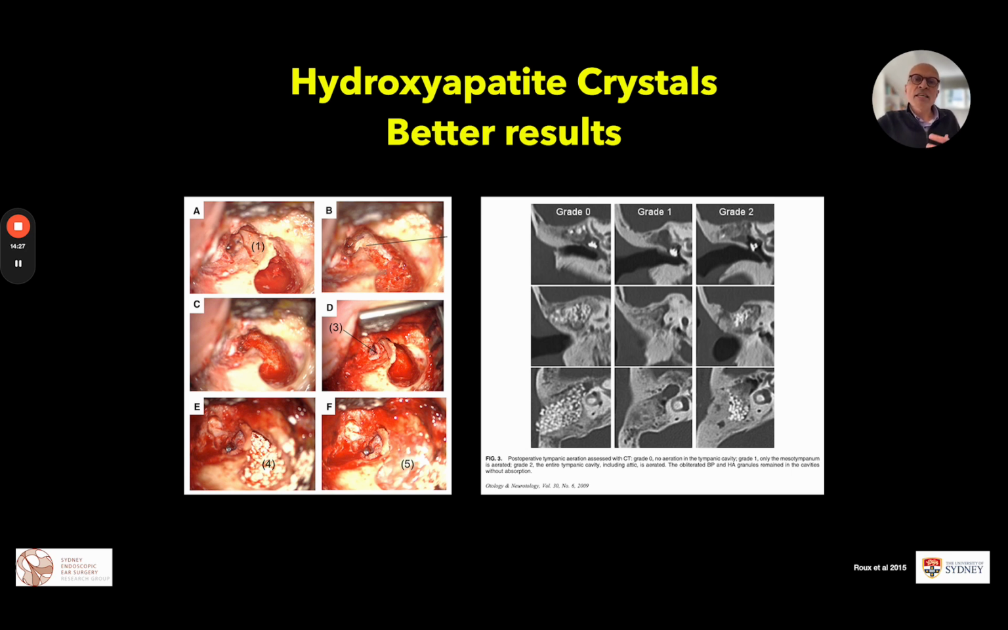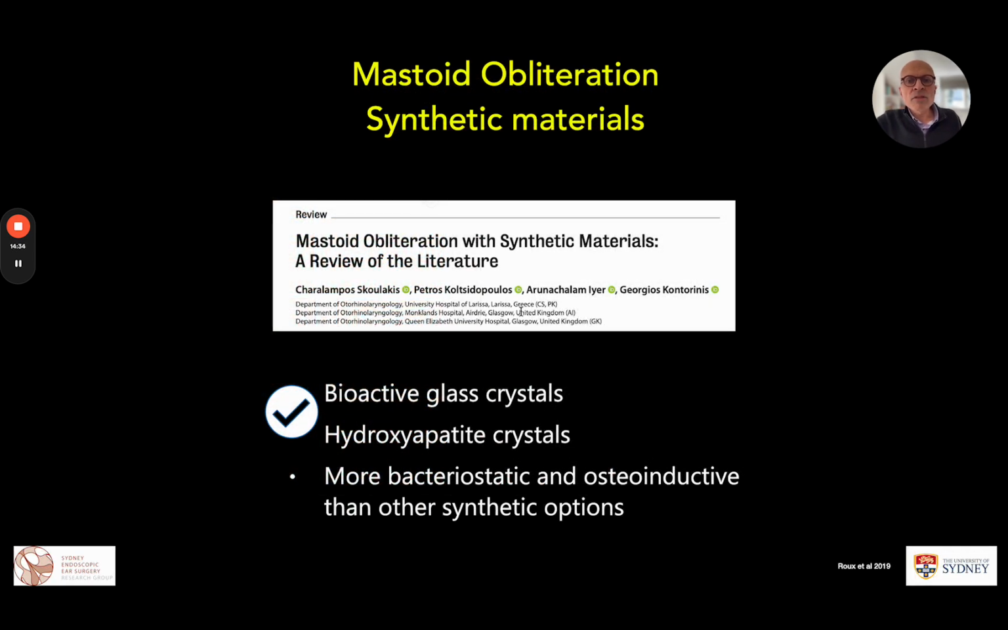5 years tend to involve crystals. And we have hydroxyapatite crystals that tend to have better results. And along with this, we tend to have bioactive glass crystals that have been published in the literature. And here's a systematic review with one of our friends, Arun Iyer, as one of the authors, looking at synthetic materials in mastoid obliteration, showing that bioactive glass crystals and hydroxyapatite tend to have the best results.